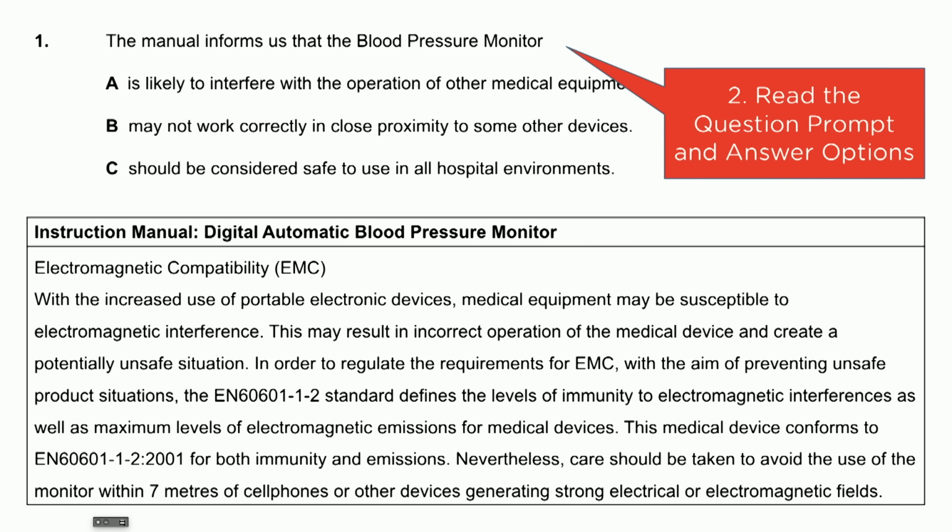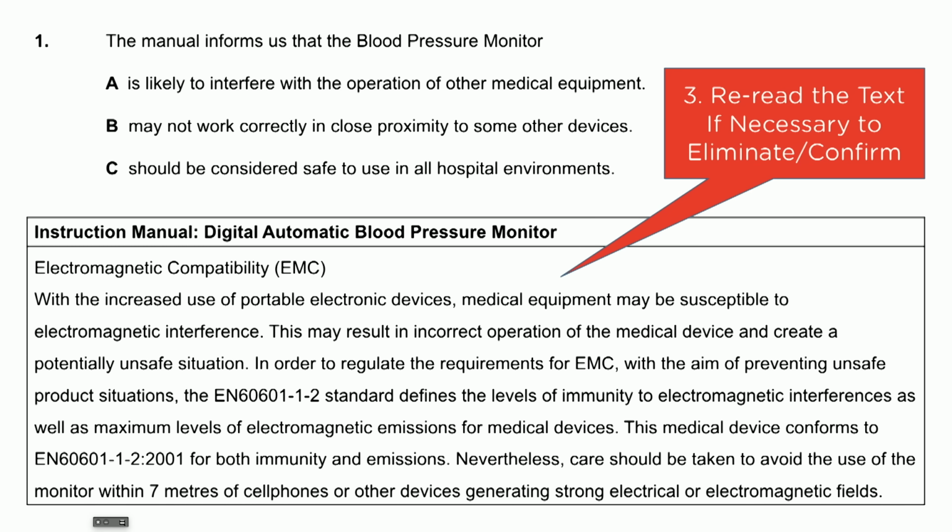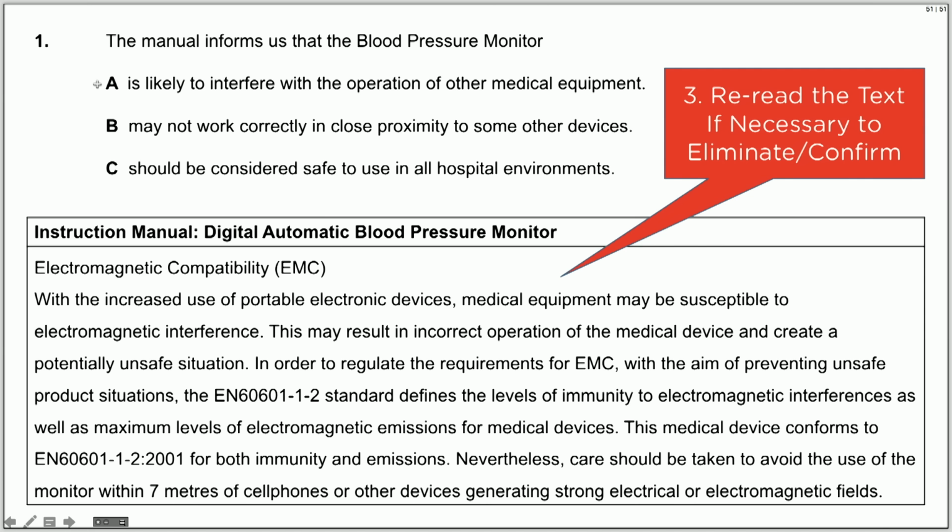Then you should read the question prompt and the answer options, okay? You might need to reread the text if necessary to eliminate or confirm the answer option. So let me just talk you through this. Let's look at these answer options. One of them, I think it was A, that we looked at.